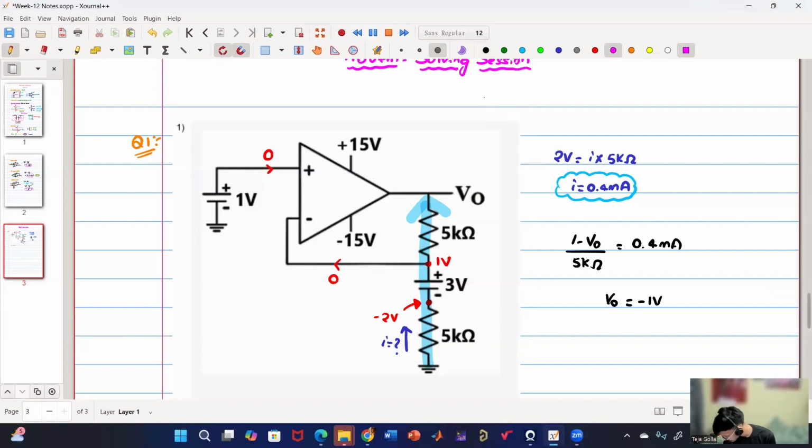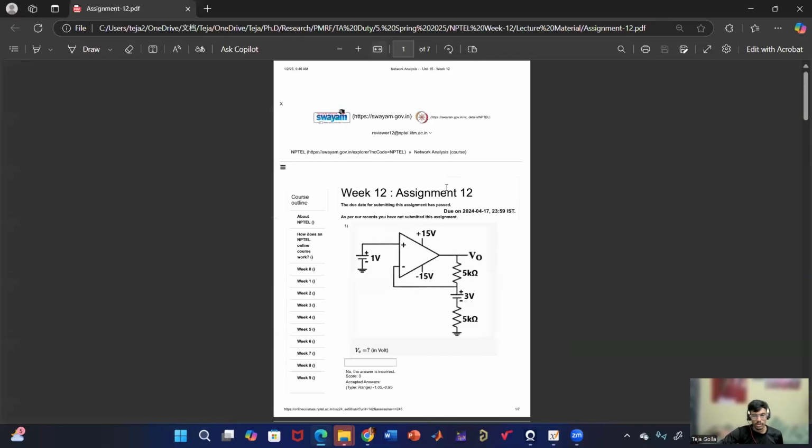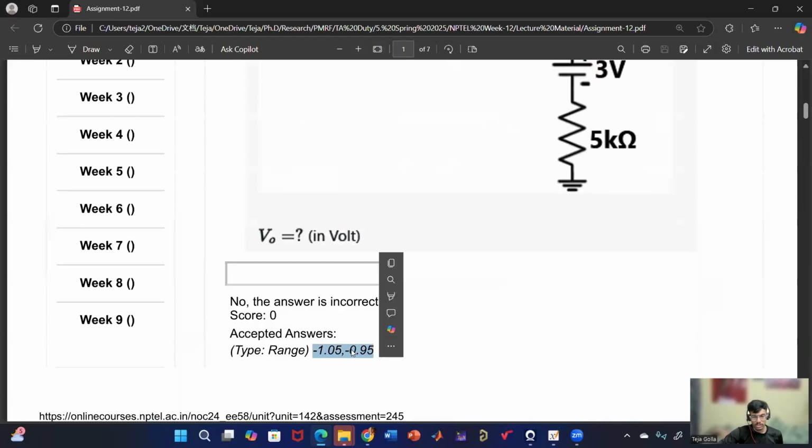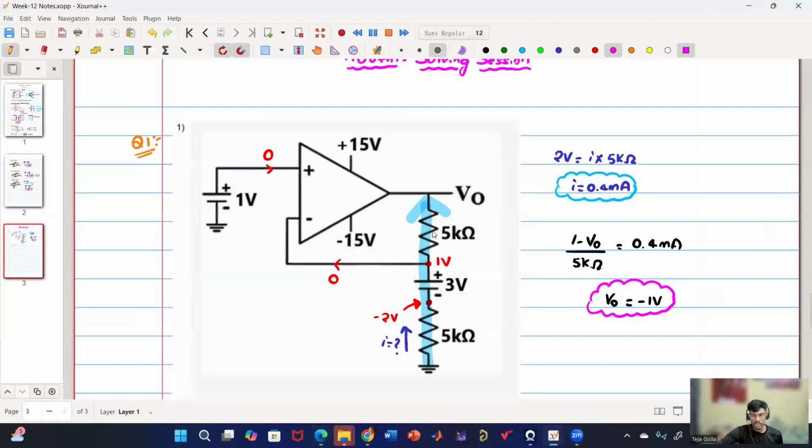Others are getting the same answer. Okay. So V0 is coming as minus 1 volt. So let us quickly cross check whether it is matching or not. So V0 is minus 1, so it is perfectly matching. So is this question clear? Basically, we have used that virtual short concept and then got this voltage, 1 volt.